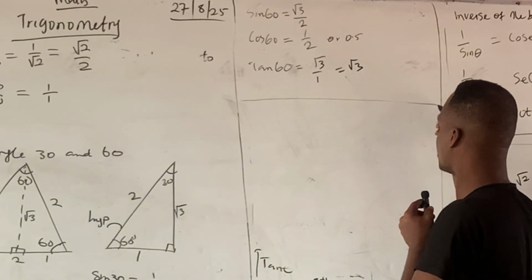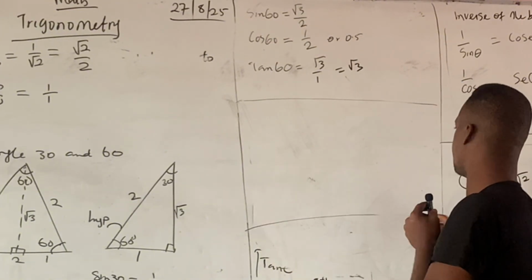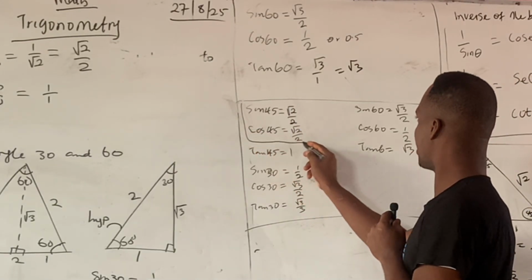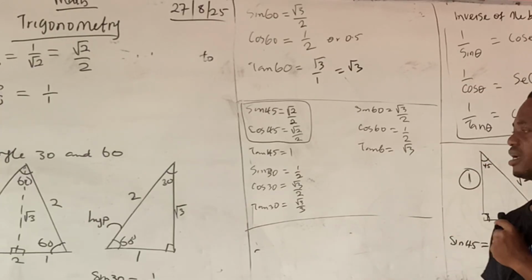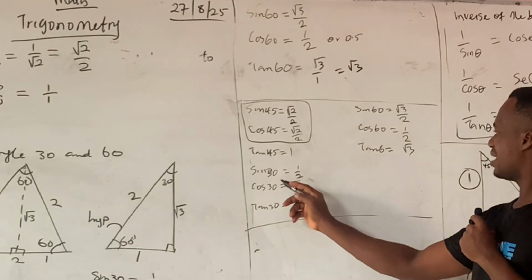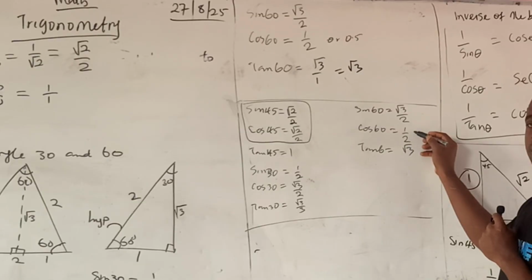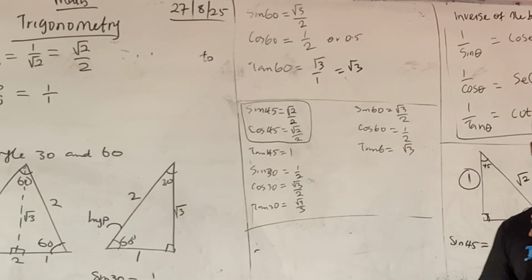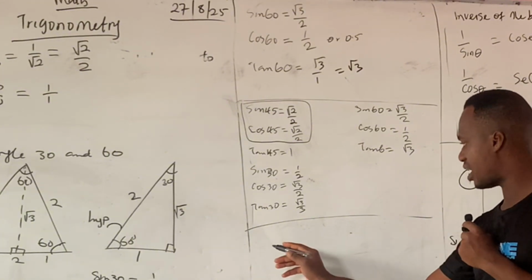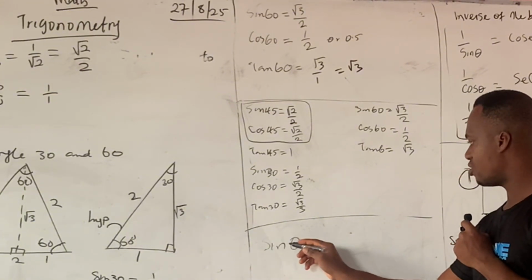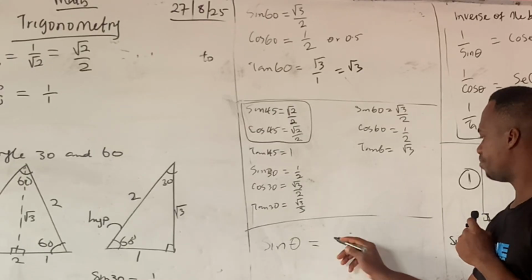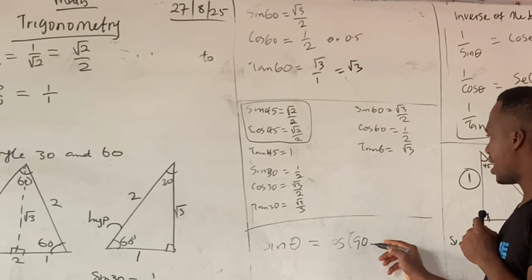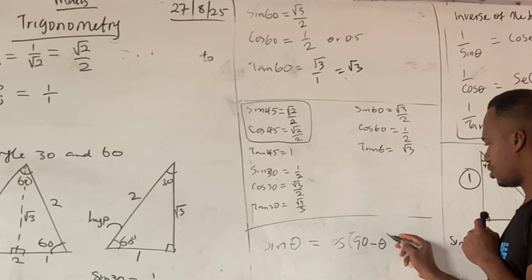So what I'm going to do, let me get all of these things that we just derived so that you can see them side by side. You can see that sine 45 and cos 45 are the same thing. Okay? You can also see that sine 30 is the same thing as cos 60. And then sine 60 is the same thing as cos 30. So there is a relationship: the sine of an angle is the same thing as the cos of 90 minus that same angle.